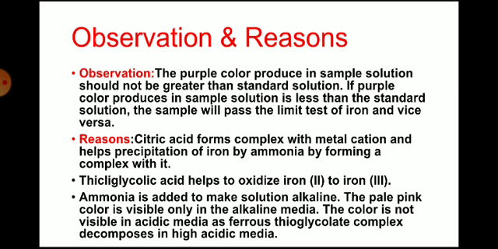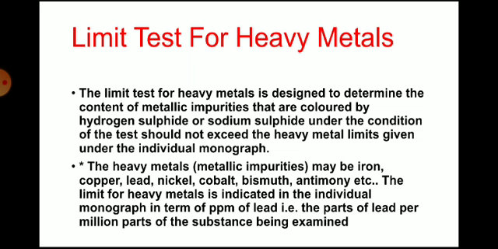The reason behind the addition of citric acid: it will form a complex with metal cations and prevent precipitation of iron by ammonia by forming a complex. Thioglycolic acid helps to reduce the iron. Ammonia is added to make the solution alkaline. The pale pink color is visible only in alkaline media.